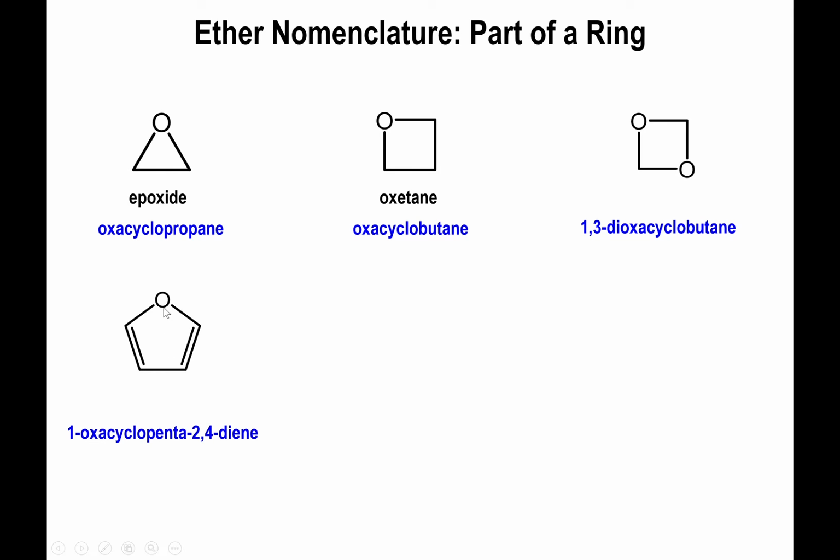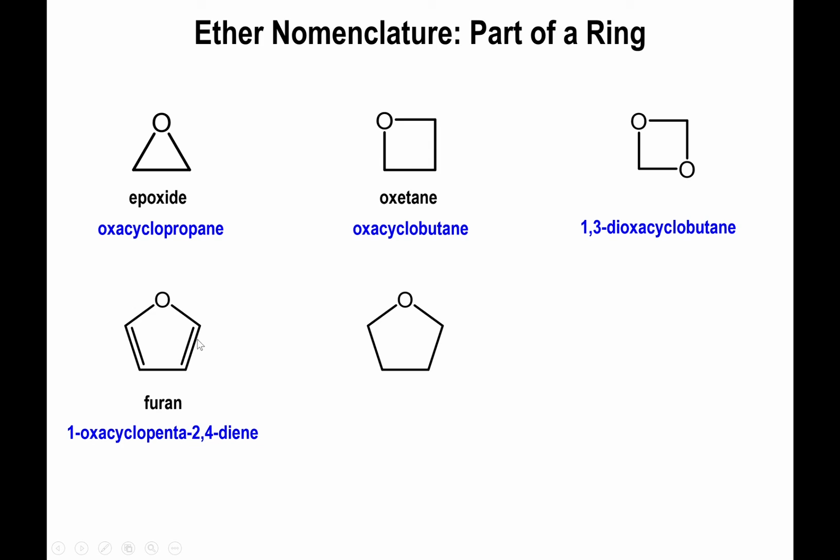So this will be 1-oxa. The first alkene appears at position 2. The second one appears at position 4. So notice that in the name we have 1-oxacyclopenta-2,4-diene for the IUPAC name. The common name, however, which is the most preferred way of naming it, is known as furan. And so, technically you can call it by either one of the names. Furan is the preferred way of calling it because it's a lot simpler, as you can tell.